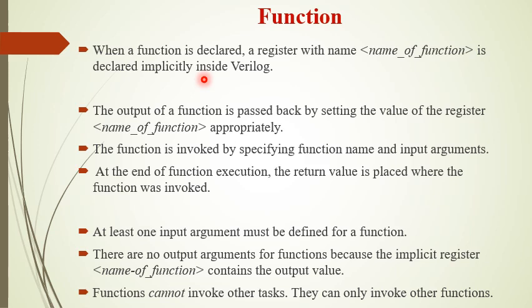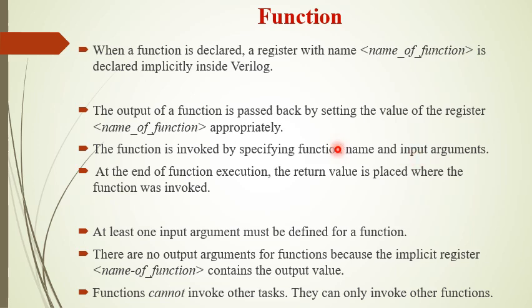At least there should be one input argument, but it can return only a single value. Now this single value will be held in the name of the function itself. That is, you are not going to declare any explicit register or variable for holding the return value. The name of the function itself will be implicitly declared as a register, and this will be holding the return value. So the output of a function is passed back by setting the value of this register named as the name of the function appropriately. So the function is invoked by specifying function name and input arguments.